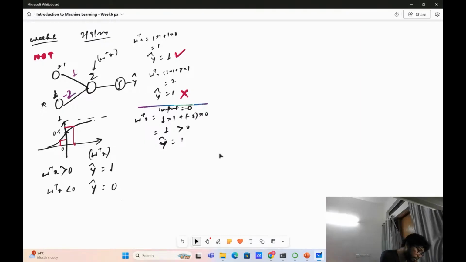So if input is 1, W transpose X is 1 times 1 minus 2 times 1. So that is minus 1. So Y hat would be 0 in this case. Okay. So now in both the cases, it is giving us the right answer. So this could be one of the possible weights that we can choose for our model. Right.